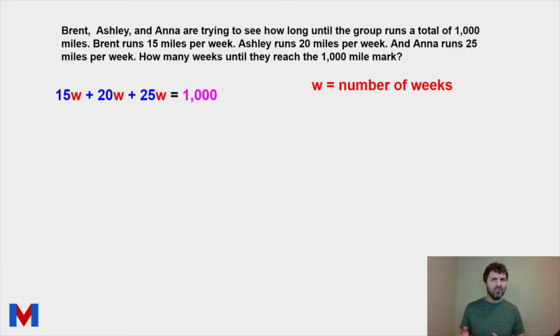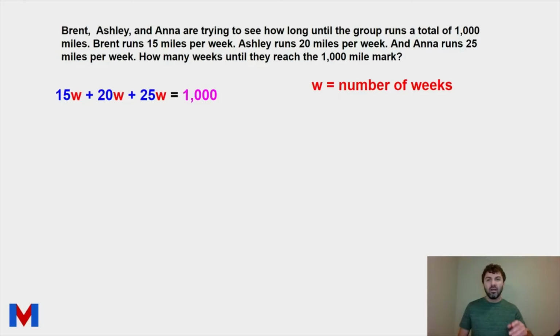So where I got this from was because it says Brent runs 15 miles per week, so 15 times W. Ashley runs 20 miles per week, so they're combining together, so we're adding. Ashley's running also 20 per week, 20 times W. And then also Anna, so adding Anna's running, which is 25 per week, or 25 times W. And our goal is 1,000 miles, so equals 1,000.